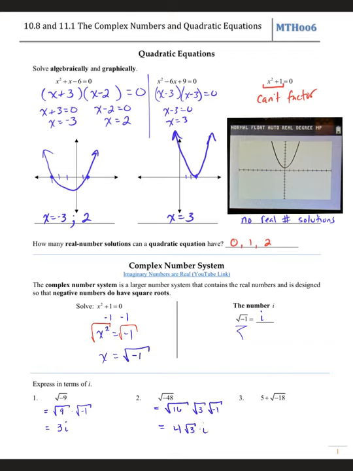And the last thing I'm going to do is just reorder this slightly to give us 4i times the square root of 3. Lastly, actually, why don't you pause the video and try this one out on your own?